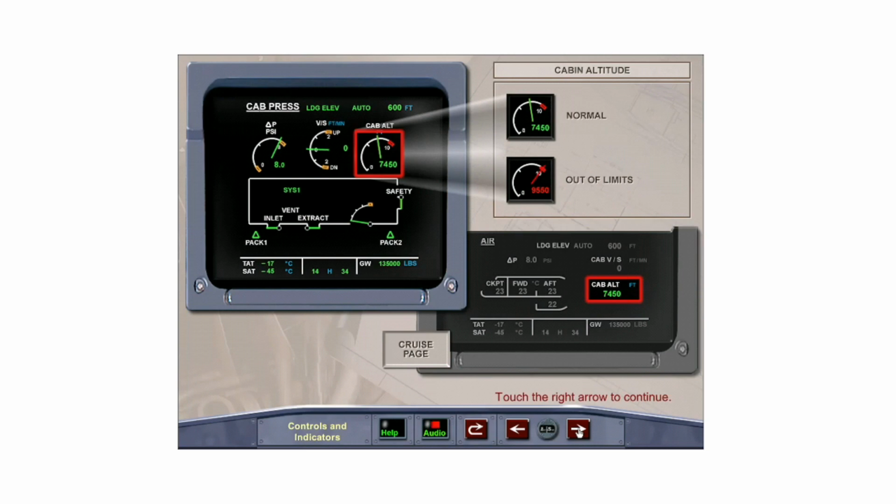The cabin altitude is normally displayed in green and changes to red if the cabin altitude exceeds 9,550 feet. The digital indication will pulse if above 8,800 feet.